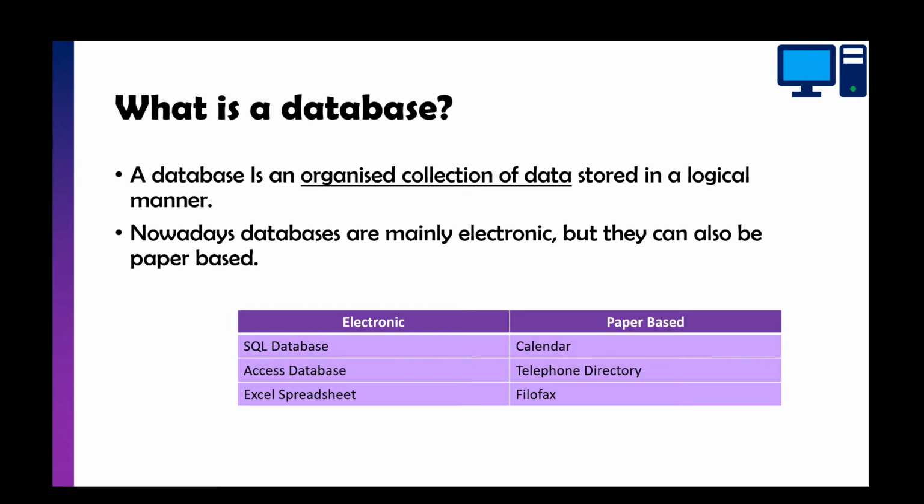Back in the day we used paper-based databases, but now we use electronic databases. Electronic examples might be an Excel spreadsheet, an SQL database, or an Access database. A paper-based one could be a calendar, telephone directory, Filofax. And the idea is that we've moved away from these paper-based ones because it's a lot more efficient, a lot easier to use, and a lot more secure having it on a computer system rather than a piece of paper somewhere.